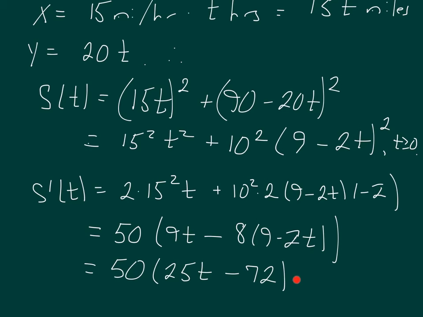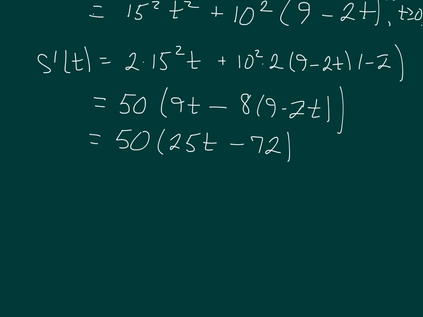And now going to this line here, we just distributed this 8 through and collected up our terms. Minus 8 times minus 2 is plus 16, so 16t plus 9t was 25t, and minus 8 times 9 is minus 72.